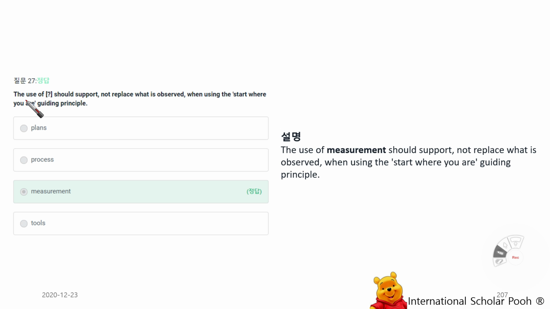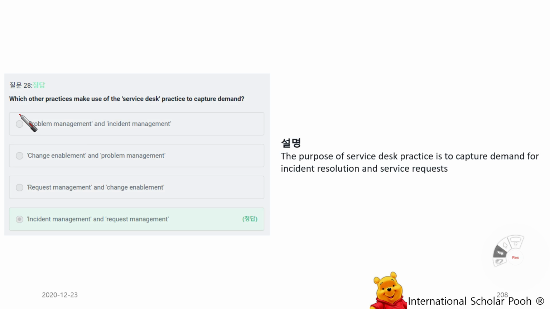The use of blank measurement should support, not replace, what is observed when using the start where you are guiding principle. Measurement. The use of measurement should support, not replace, what is observed when using the start where you are guiding principle. Which practices make use of the service desk practice? Capture demand, incident management, and request management. The purpose of the service desk practice is to capture the demand for incident resolution and service requests.